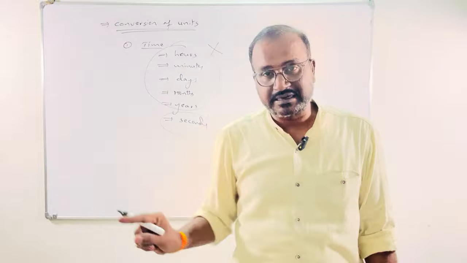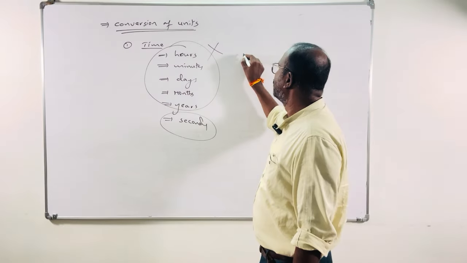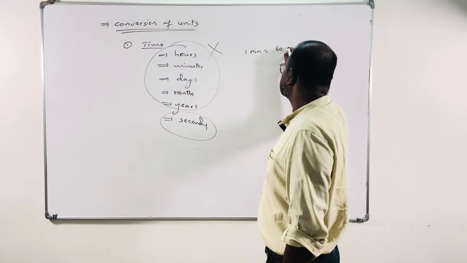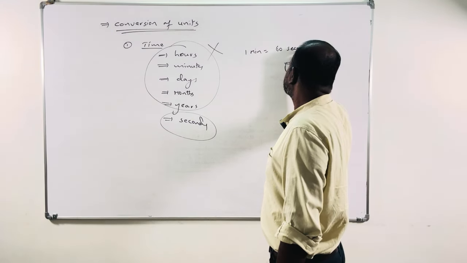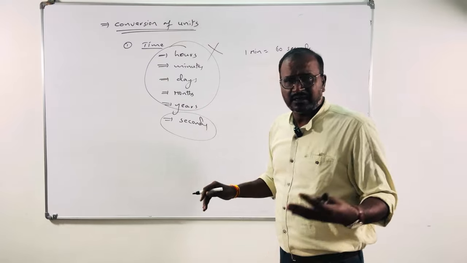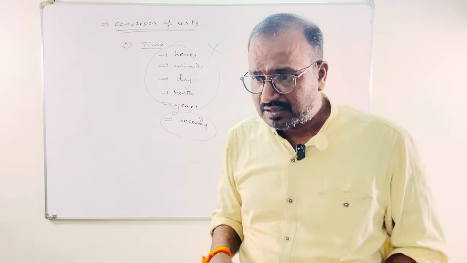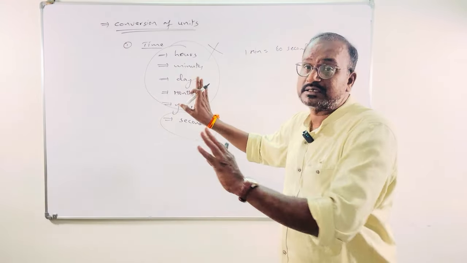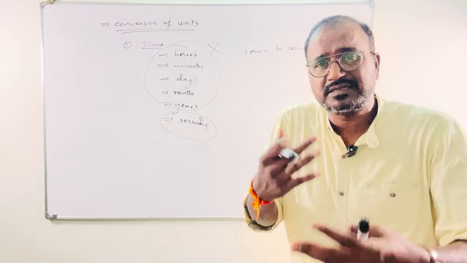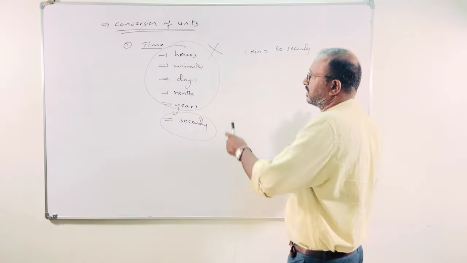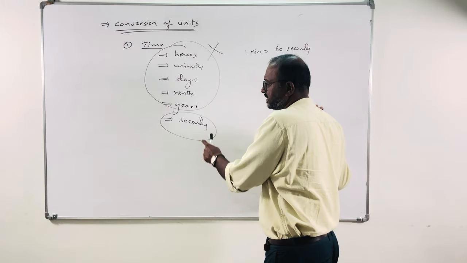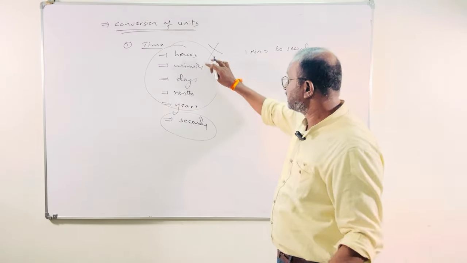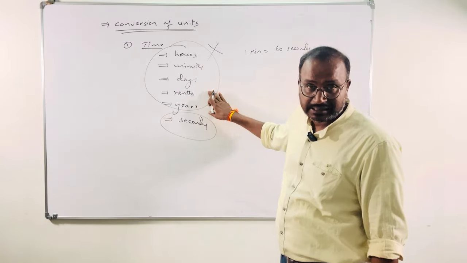Don't use them directly. So we know 1 minute equals 60 seconds, and 1 hour equals 60 minutes. All these things are there. You can convert easily. I'm not going to explain it, because everyone knows how to convert hours, minutes and days into seconds. But remember, whenever the time is given in these units, don't use it directly.